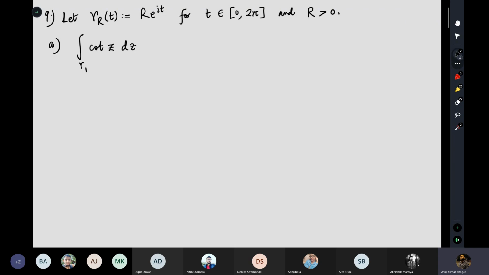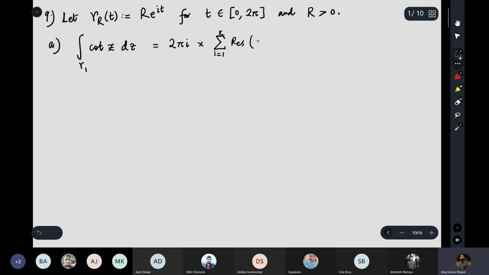So basically, what does the Cauchy residue theorem say? This is nothing but 2 pi i, and I'll write it very informally, times the sum of all the residues of the function, if this function is f, at the points z_k. I'm not considering the winding number because every circle has winding number 1 here.